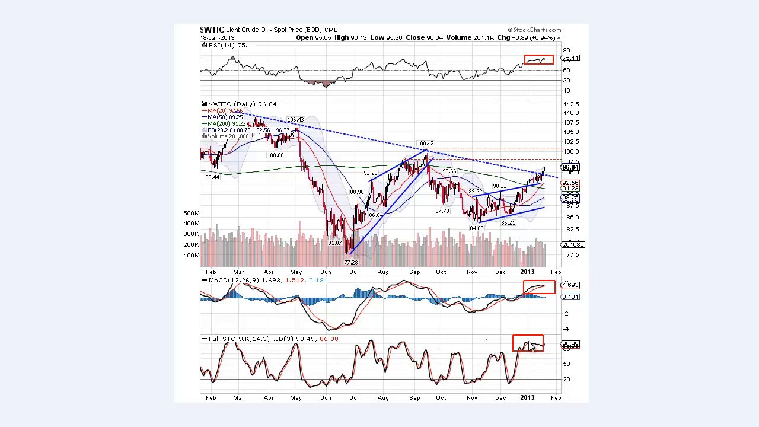Red flag is that stochastics, MACD, and RSI are clearly in overbought levels, so some kind of sideways consolidation or a pullback is quite acceptable.